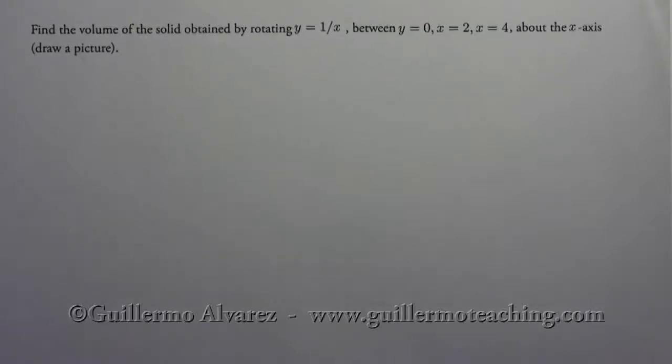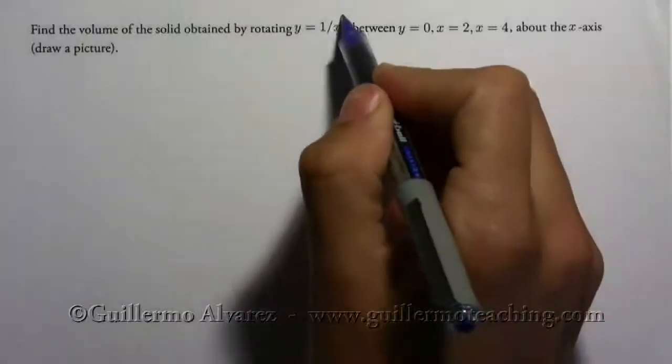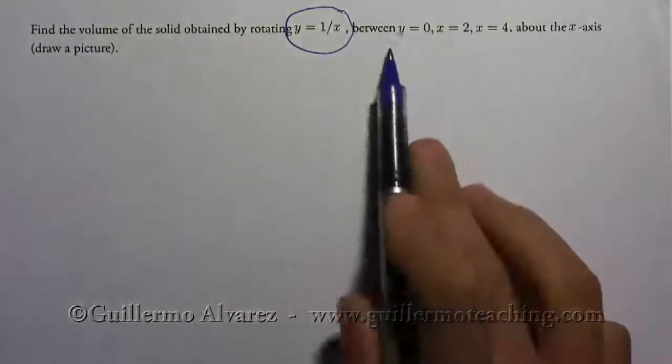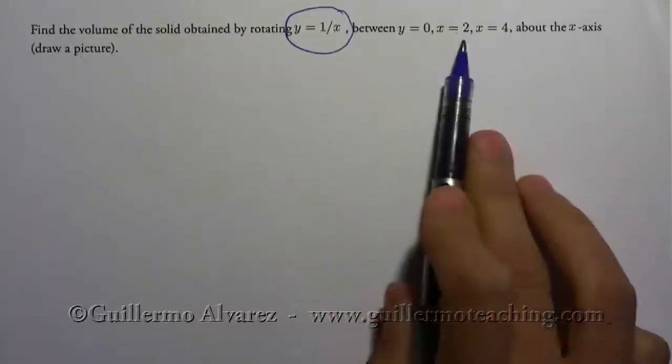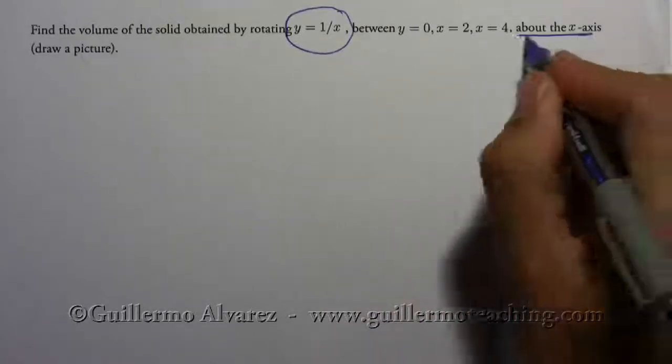Okay, so in this problem, we're being asked to find the volume of the solid obtained by rotating y equals 1 over x between y equals 0, x equals 2, and x equals 4, and we're rotating about the x-axis.